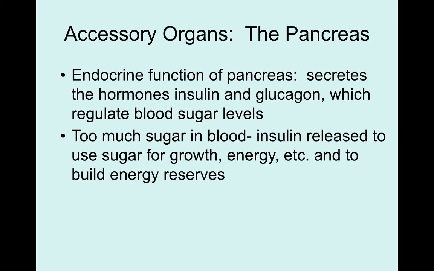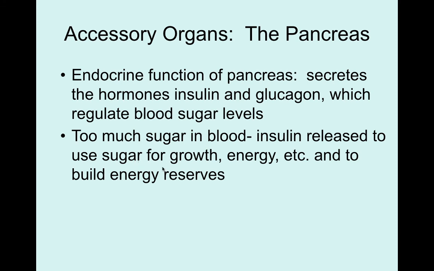If you have too much sugar in your blood, then the pancreas cells will release insulin. This insulin will stimulate cells to use the sugar in the blood for growth and energy, or it will stimulate muscle cells, for example, to take up that sugar and store it as glycogen. It will stimulate liver cells to take up that sugar and store it as glycogen.